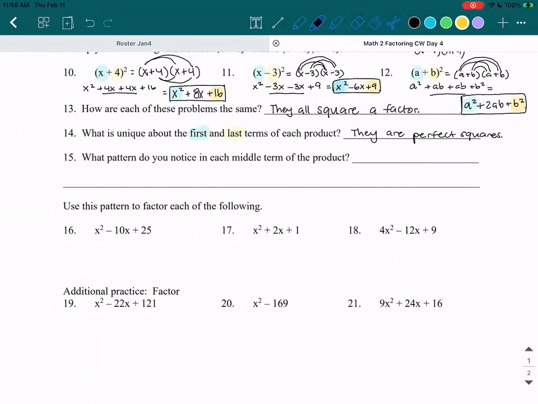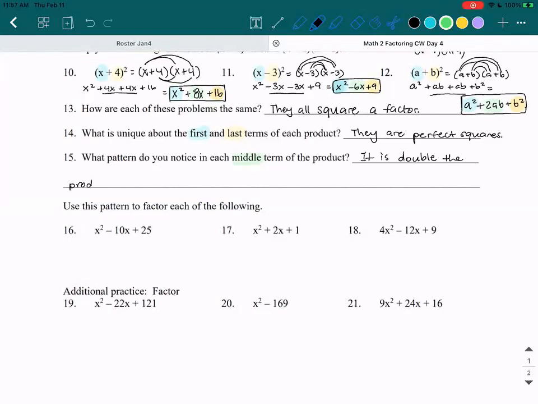And number 15, what pattern do you notice in the middle term of each product? Okay, so the middle term is like the 8x in number 10, negative 6x in number 11, or the 2ab in number 12. So that's the middle term. Okay, and so the pattern of that 8x or the negative 6x or the 2ab, it is double the product.